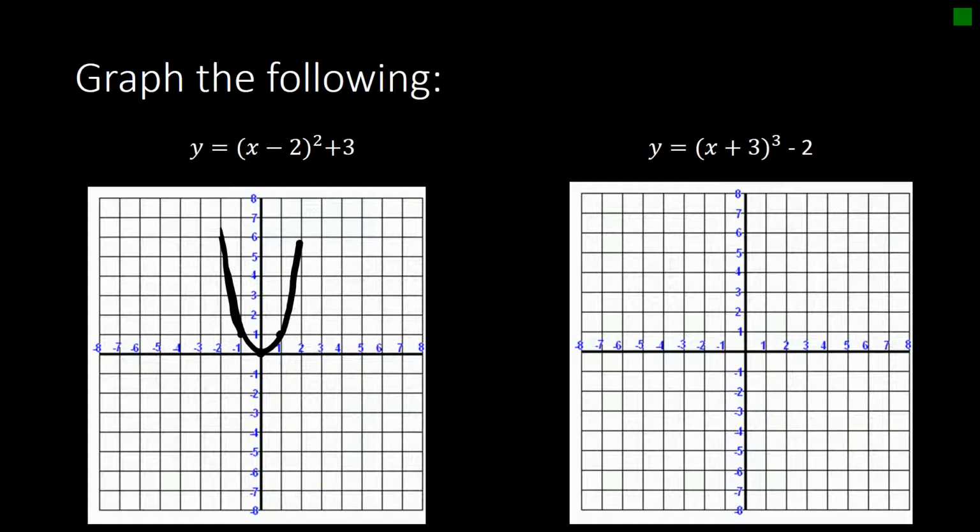Okay? So subtracting 2 within the function makes me go 2 to the right. Adding 3 to my whole function makes me go 3 units up. So I'm going to be looking at those points. So 0, 0 goes up 3, 1, 2, 3, and to the right 2, 1, 2. This 1, 1 goes up 1, 2, 3, and to the right 2. This point here goes up 1, 2, 3, and to the right 2. So I have my parabola. This is my y equals x minus 2 squared plus 3.